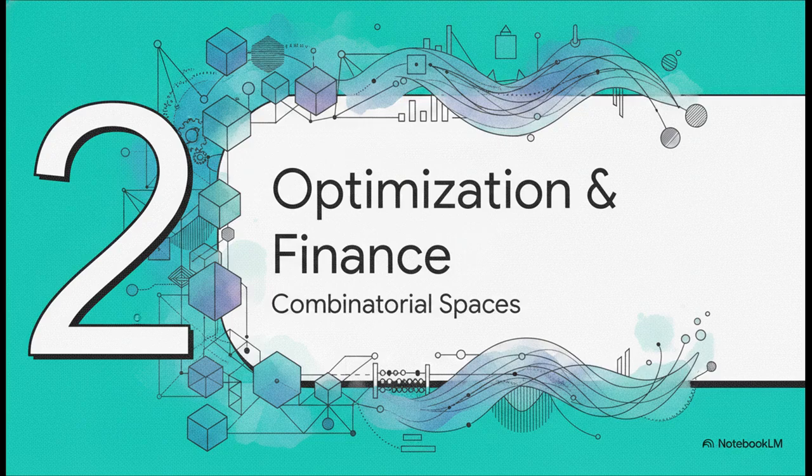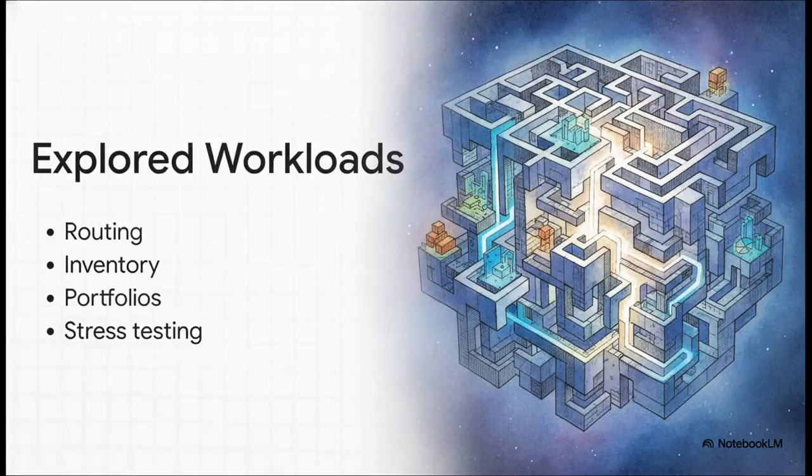Moving on to Section 2, Optimization, Logistics, and Finance. This is all about navigating massive combinatorial problem spaces. In this space, we're aggressively exploring use cases ranging from complex routing and inventory management all the way to financial portfolio analysis and volatility stress testing. The big question here is whether quantum systems can find better approximations in these highly constrained search spaces using methods like the quantum approximate optimization algorithm or quantum annealing.